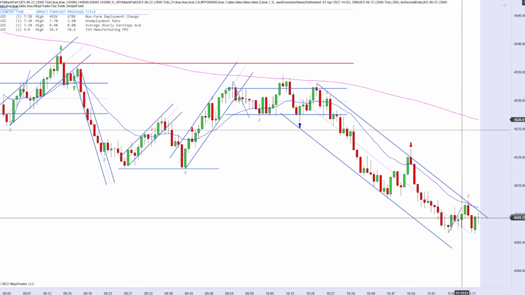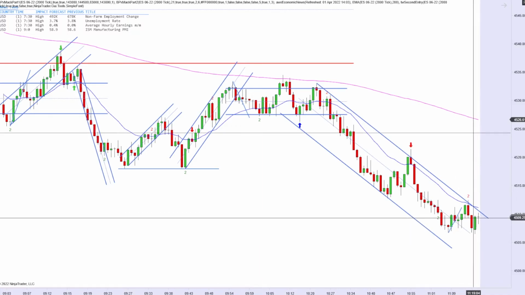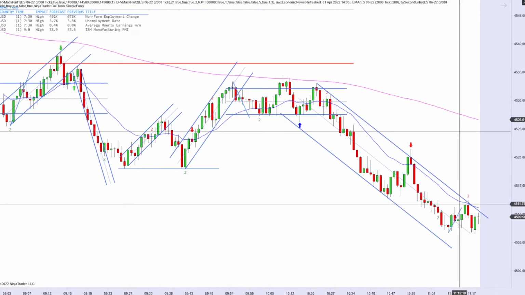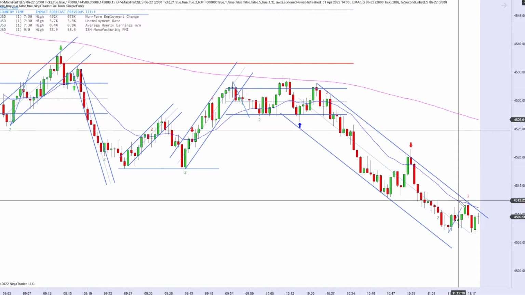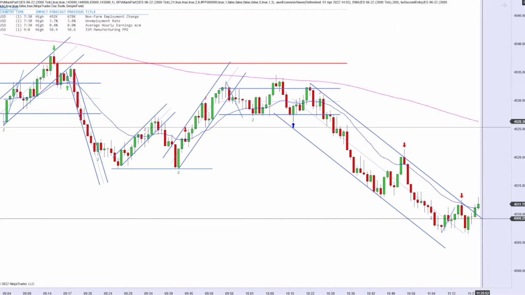Yep. Okay, so there is a scalp. No room for a runner, but you definitely have room for a scalp. So that would have been a nice trade, and I should have marked that before I continued on. Now we have a bigger downtrend at play.